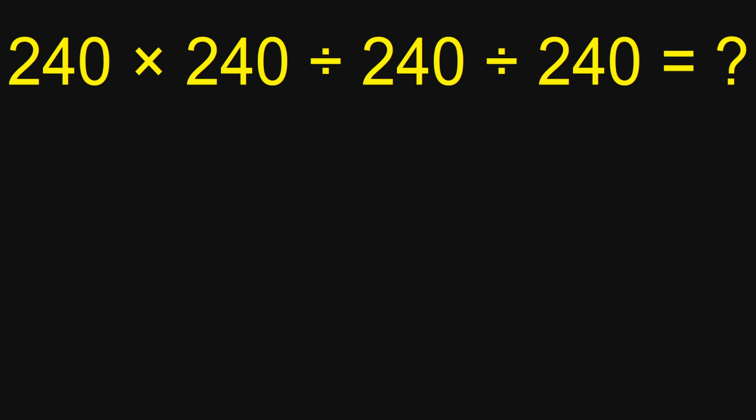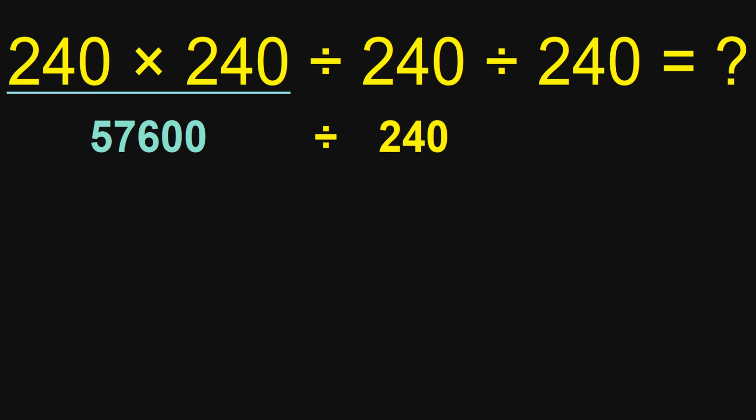We have 240 times 240, which equals 57,600. Rewrite our problem and we get 57,600 divided by 240 divided by 240. So we have to work from left to right.